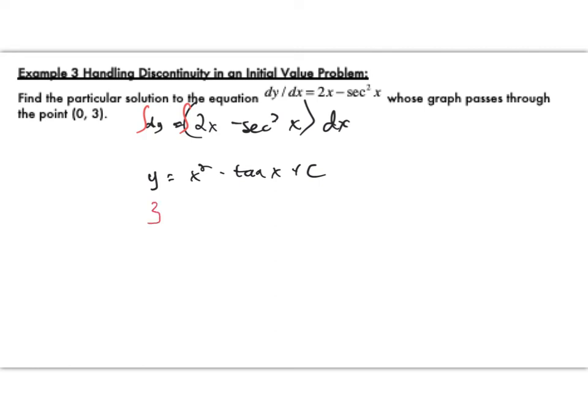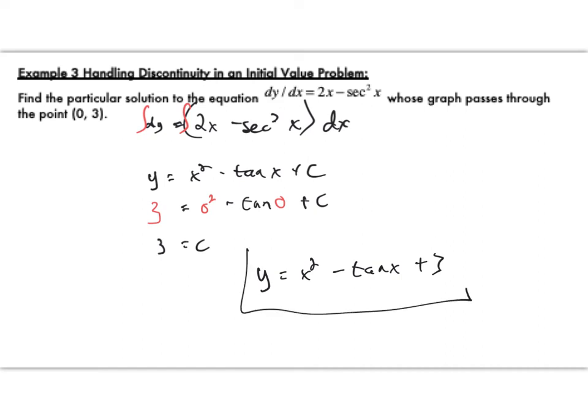3. Okay, so 3 here is equal to 0 squared minus tangent of 0, and then plus c. All of this is going to go to 0 right here. And so our c is equal to 3. And then our final equation is going to be x squared minus tan x plus 3. And there's your solution to that problem.